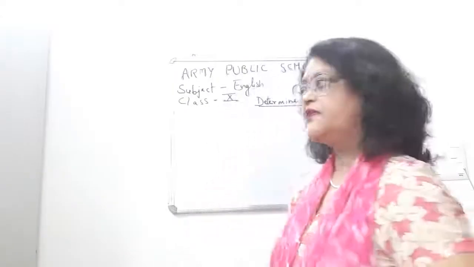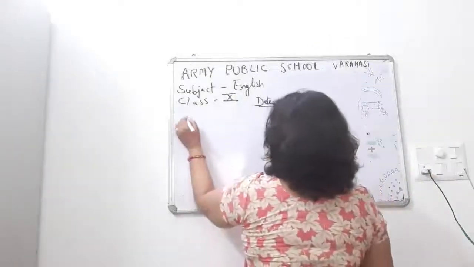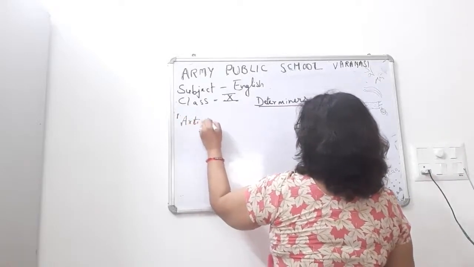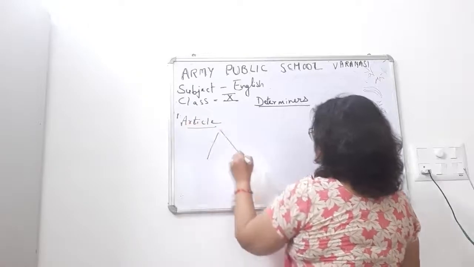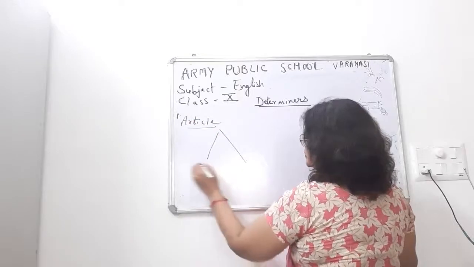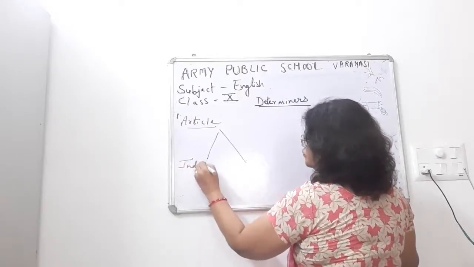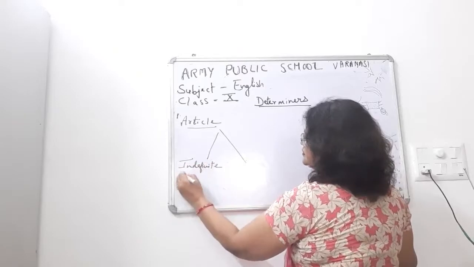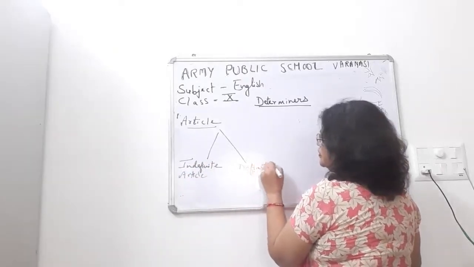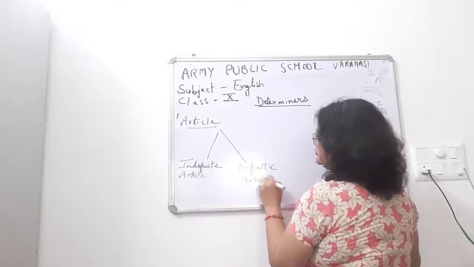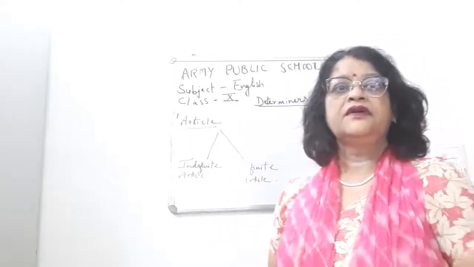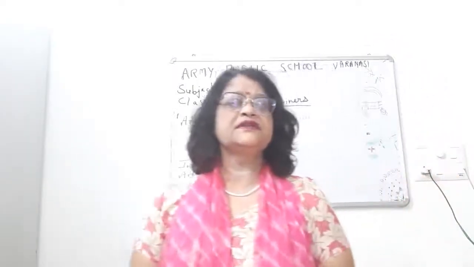So what is the first type of determiner? It is an article. Articles are of 2 types. One is indefinite articles and definite articles. Okay, so there are 2 types of articles. What are the 2 types of articles?